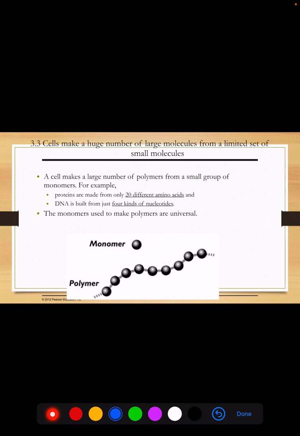And then we talk about, again, what I've been talking about all along, monomers versus polymers. A cell makes a large number of polymers from a small group of monomers. For example, proteins have 20 different amino acids, so that would be 20 different monomers. DNA is composed of 4 different nucleotides. We're going to talk about carbohydrates, which only have 1 type of monomer.